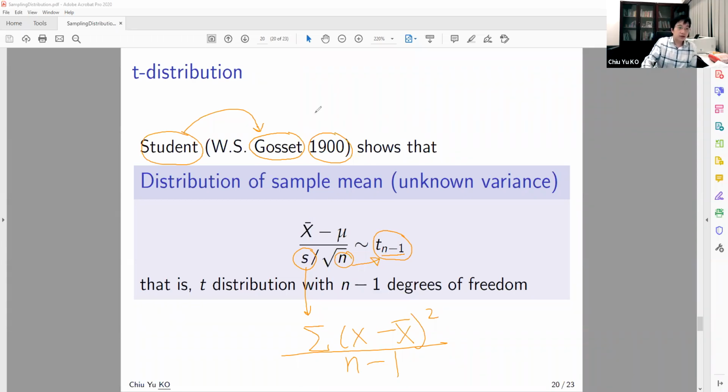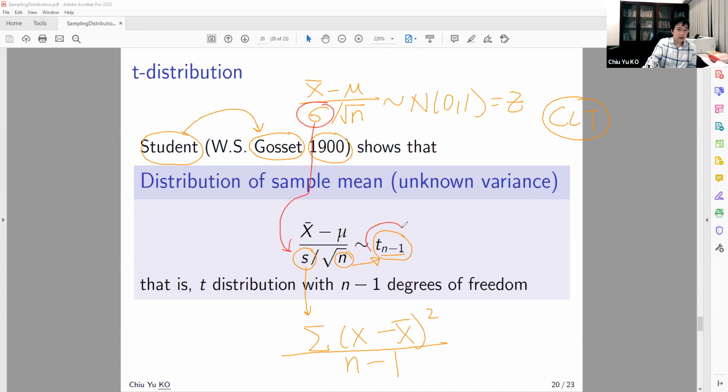So the central limit theorem says that (X bar minus mu) over (sigma over root n) is normal(0, 1), or Z. This is the central limit theorem. And a related result is that if we replace sigma by s, we have t with n minus 1 degrees of freedom. So this is a very important result.